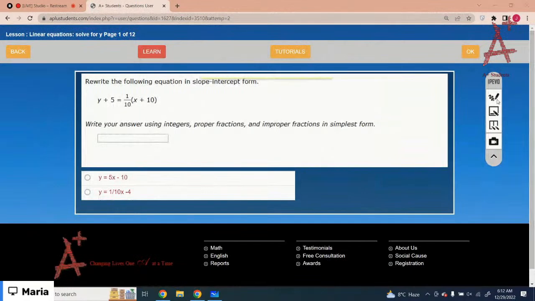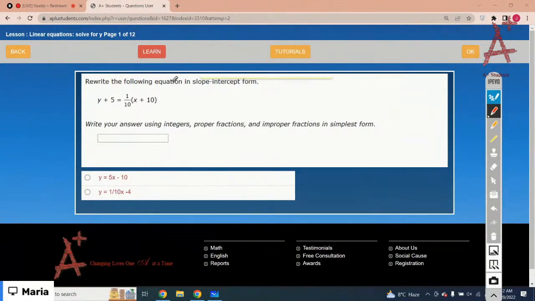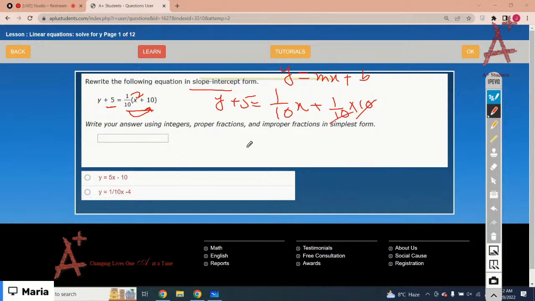Okay, the first one is y plus 5 equals, we have to write down the equation in the slope intercept form. So the slope intercept form is y equals mx plus b. Got it? So you have to isolate y. Got it? So first solve this side, multiply both of the numbers with 1 by 10. It would be y plus 5 equals 1 by 10x plus 1 by 10 times 10. 10 and 10 cancel out each other. So it would be y plus 5 equals 1 over 10x plus 1. Move the positive 5 to the other side. It would be 1 over 10x plus 1 minus 5.